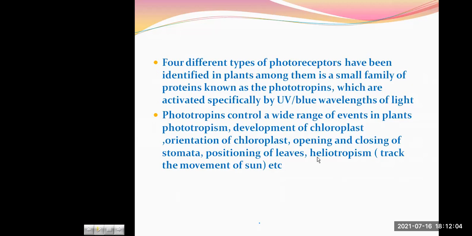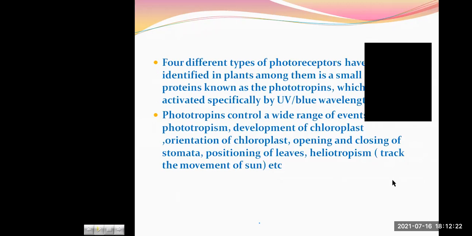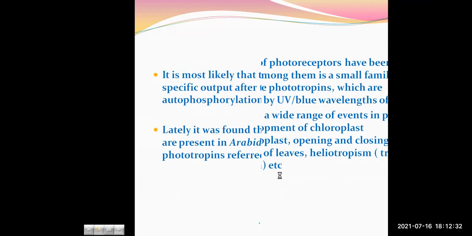Heliotropism means helios to sun, and tropism movement, that is tracking the movement of sun. This phenomenon was used by early people in deciding the time of the day. They were tracking the movement of sun by seeing different positions of sun. Phototropins are involved in heliotropism.